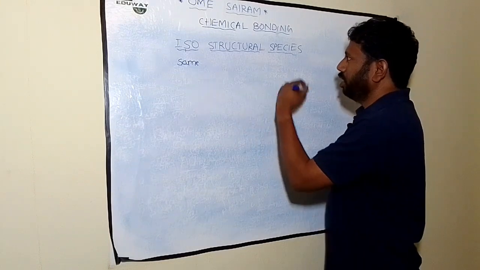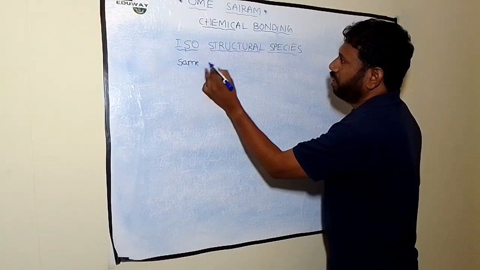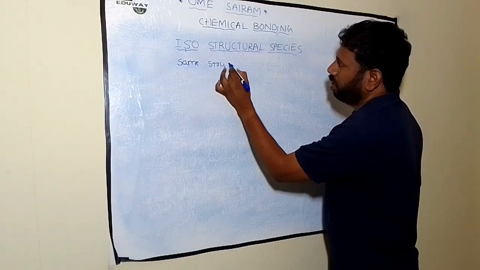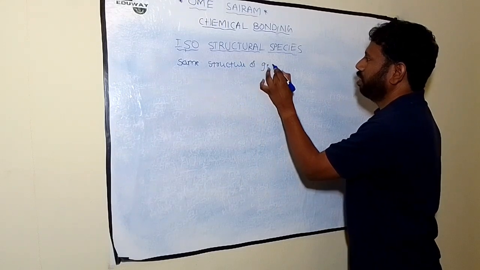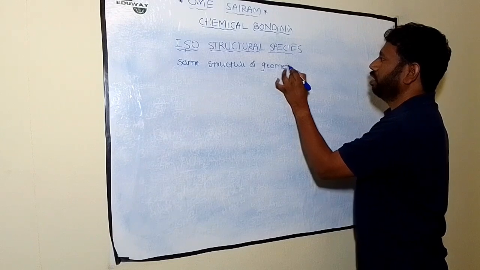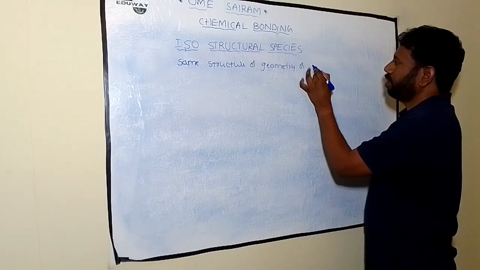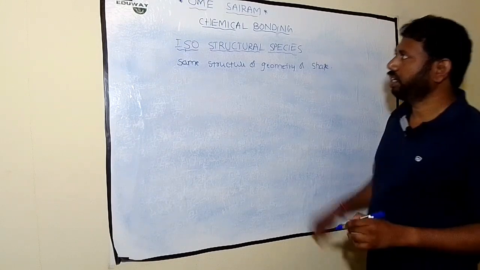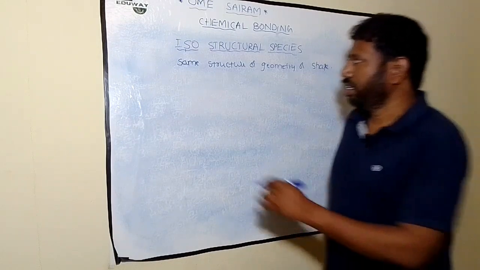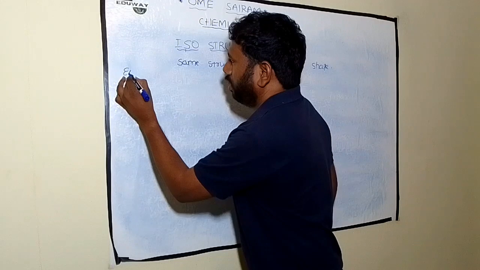The compounds or the species which have same structure, or same geometry, or same shape, those are called isostructural species. Take some examples. Example 1.